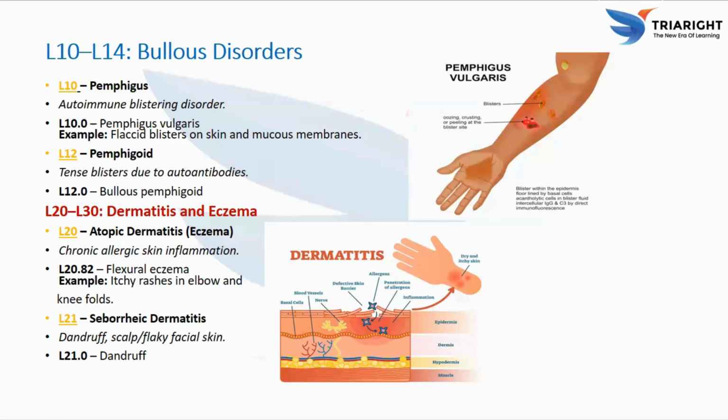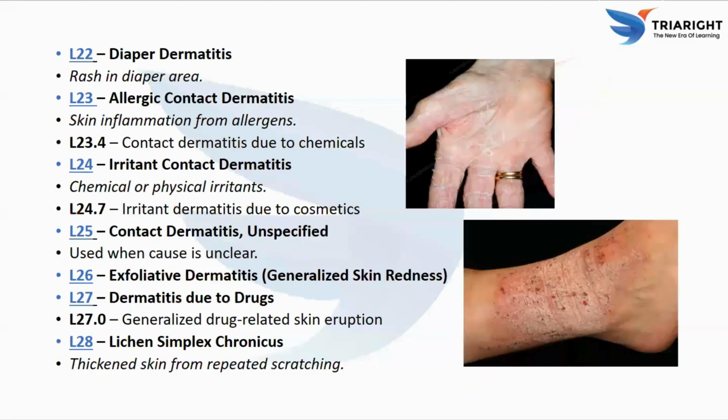So here you can see the picture. In dermatitis, you can find the defective skin barrier, the penetration of the allergens, the immune system activation, and also the inflammation. So this results in dry skin or itchy skin. So next, coming to the code L22, it is for diaper dermatitis. What do you mean by dermatitis? It's an inflammation of the skin presenting with redness, itching, swelling, dryness, cracking, or blistering. So these codes classify different causes and also the patterns of the dermatitis.